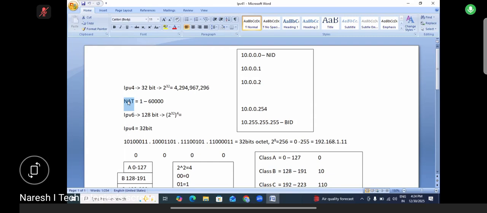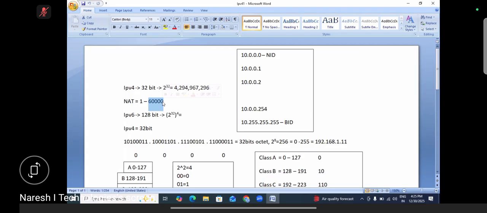With the help of a private IP address. Don't worry, I will tell you later what is private and what is public IP address. With the help of one public IP address, we can communicate with 60,000 hosts. Got it, guys? So, for example, do you know static IP address?